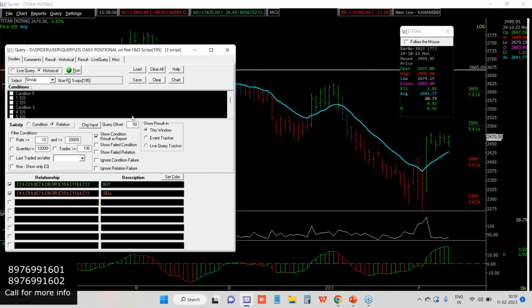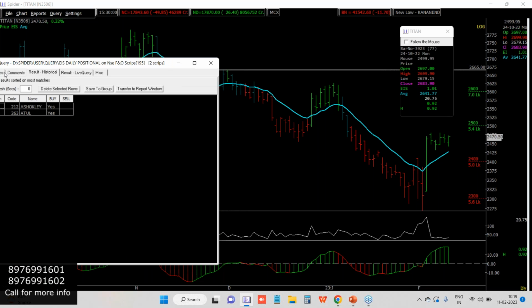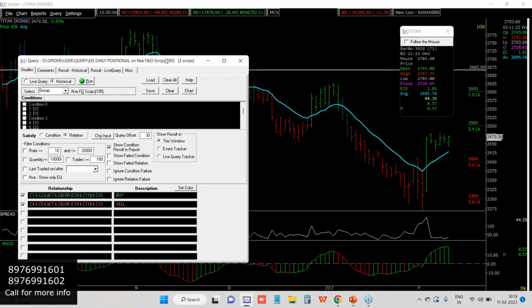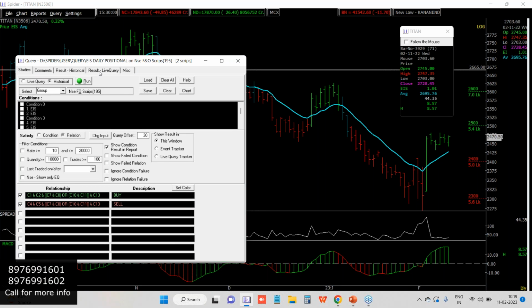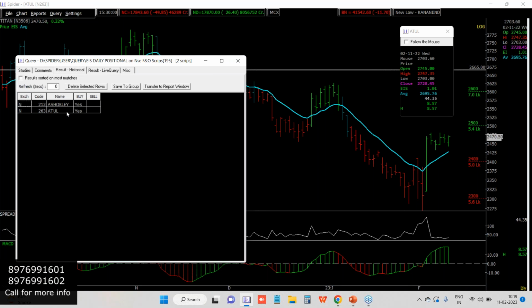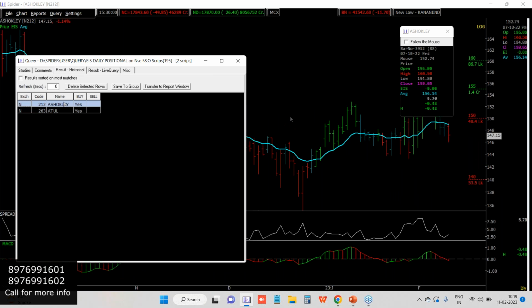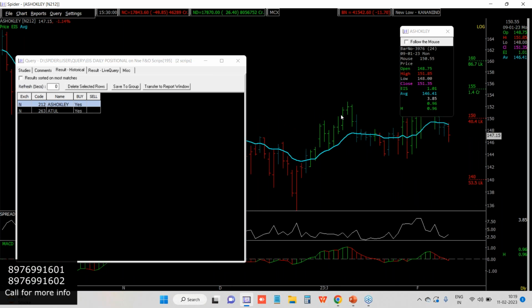Now I'll show you some more examples. As you can see, I have used the query offset 30. So we are now currently in the past 1 month data. Earlier to this we were around more than 1.5 months earlier. Now we are just around 1 month before. So 1 month before we got Ashok Leyland for a buy area, in a buying zone. So we'll see how exactly Ashok Leyland has performed on this particular day.